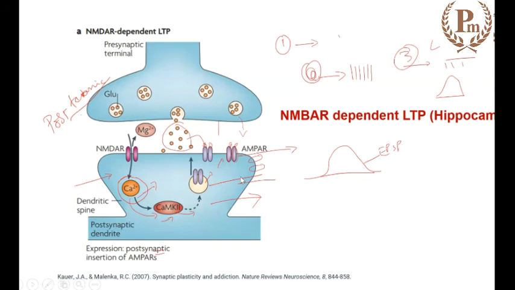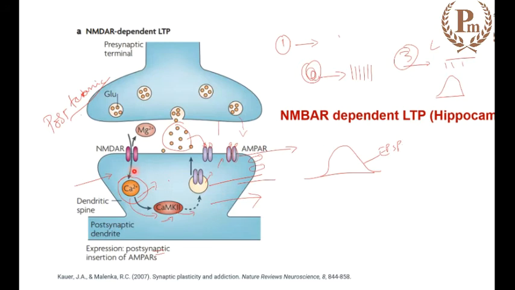Both AMPA and NMDA are which type of receptors? Ionotropic receptors. And what are these ionotropic receptors? They do not involve the G-protein coupled mechanism. They themselves are like ion channels. So if any neurotransmitter comes and binds with them, as you see here, let me take the laser and show you, it is going to cause the opening of NMDA.